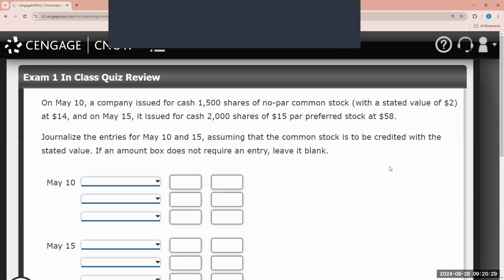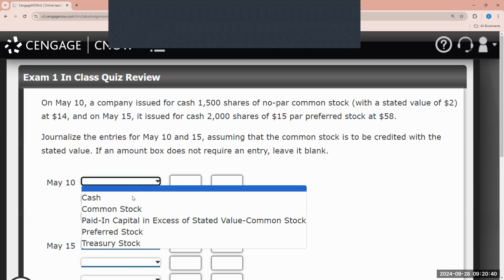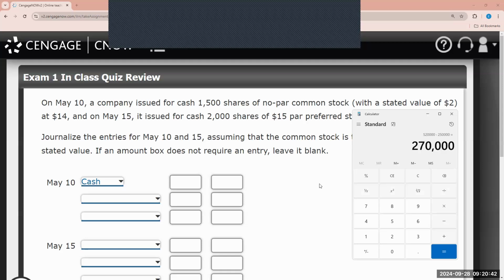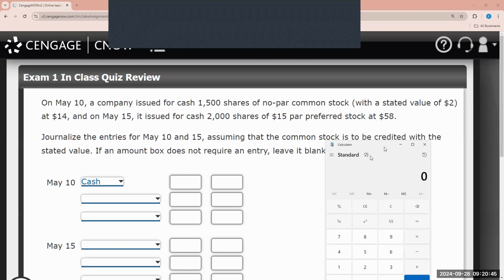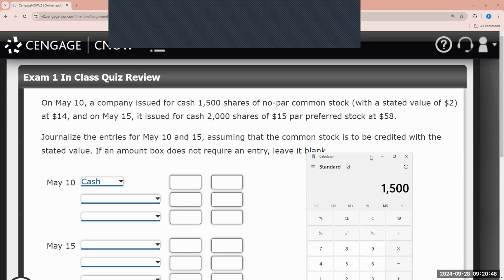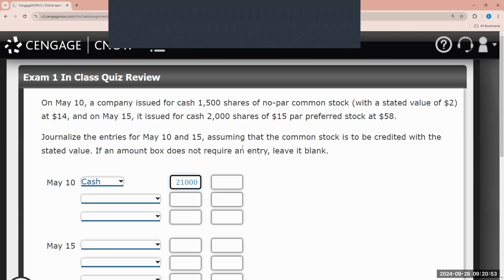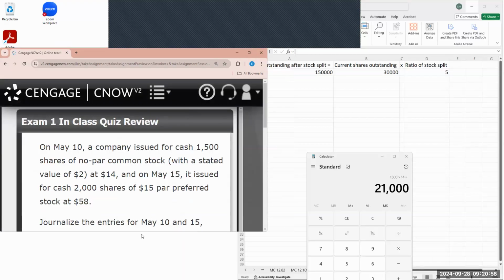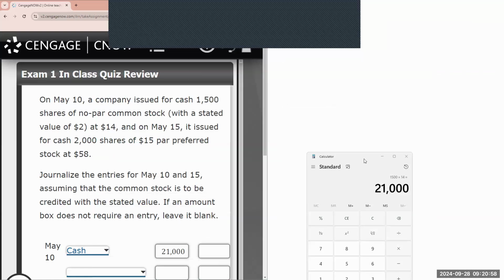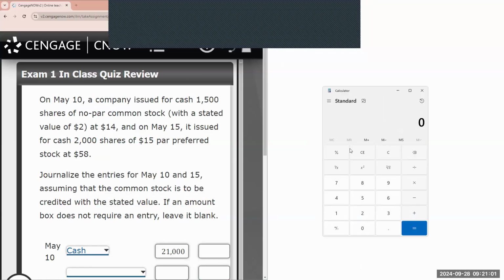Here it states on May 10th, company issued for cash 1,500 shares of no par common stock. So essentially, we're doing the same thing. We know we're receiving cash, 1,500 shares for $14 per share for a total of 21,000. I'm just going to make this a little bigger so we can see our calculator. All right, so 21,000. And the value of the shares, the stated value of $2, so 1,500 times 2.